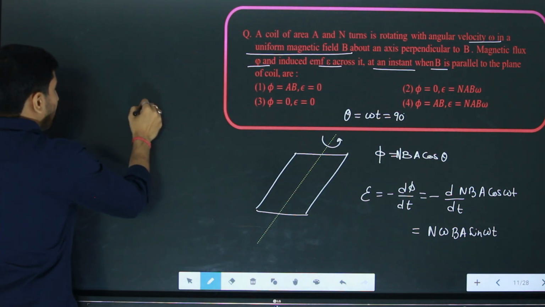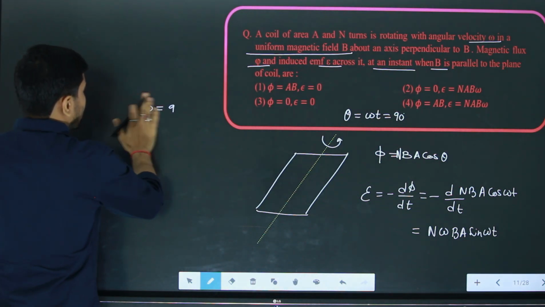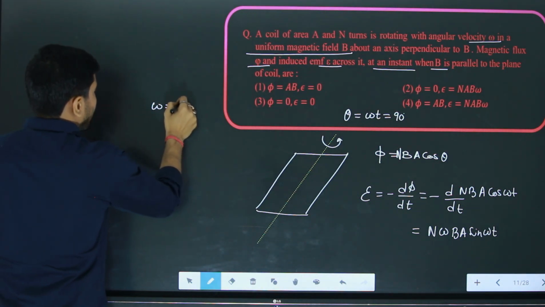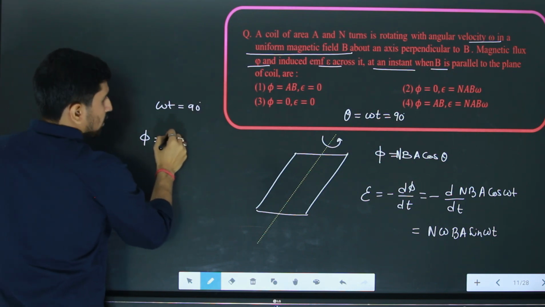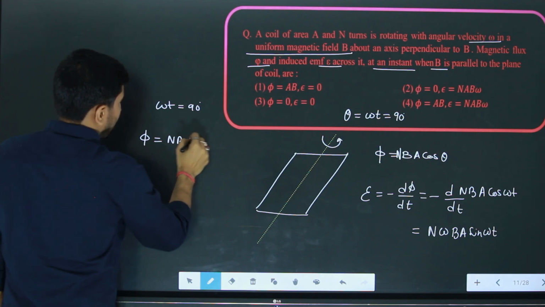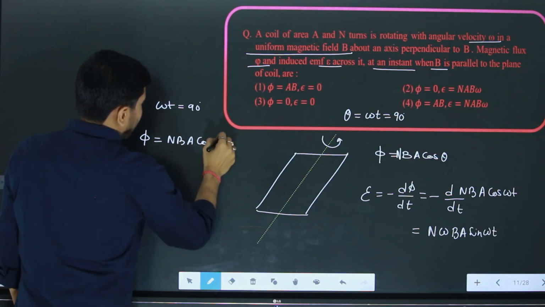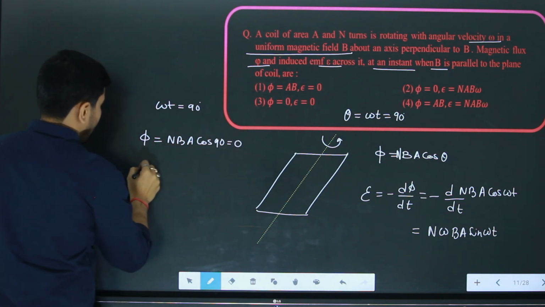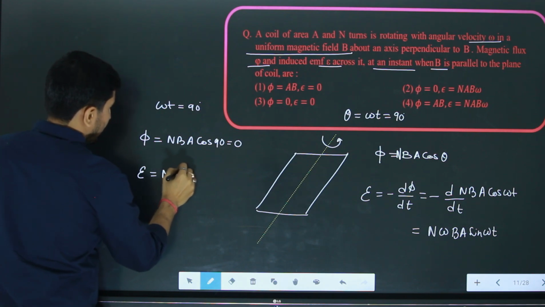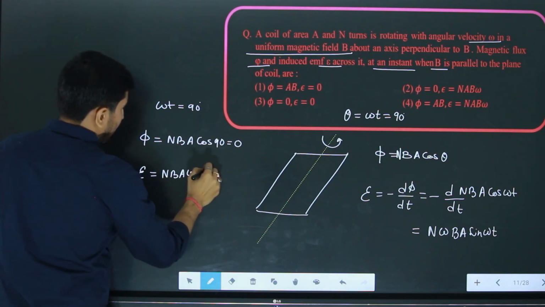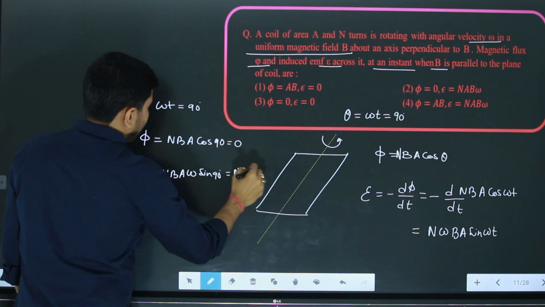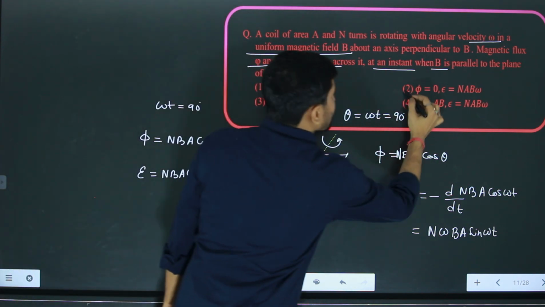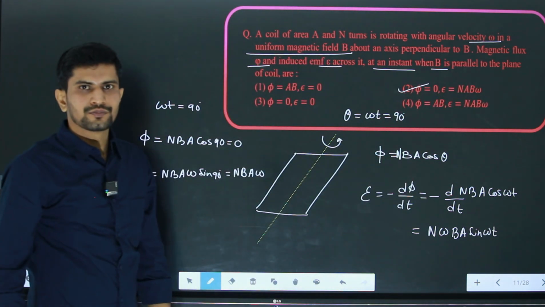Now what is the value of phi and EMF when the value of omega t is equal to 90 degrees? So phi will be equal to NBA cos of 90 degrees, which is equal to 0, and E will be equal to NBA omega sine of 90 degrees, which is equal to 1, so NBA omega. So this is the correct option, option 2, right.